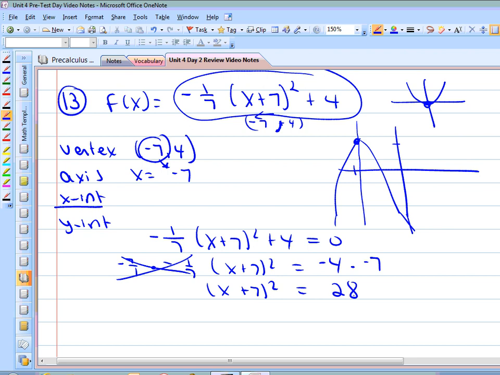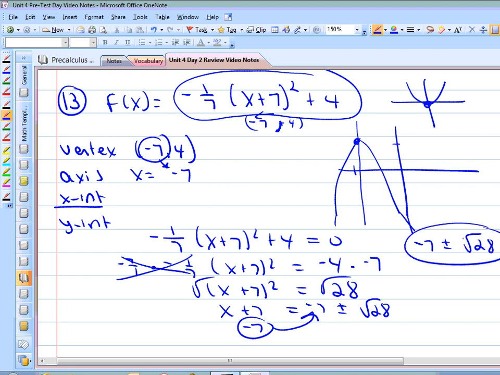The next thing I'm going to do is I'm going to square root, and I have x plus 7 equals, remember, plus or minus the square root of 28. I subtract the 7 and put it in front, so minus 7. So I have negative 7 plus or minus the square root of 28. That would probably get you most of the points, maybe 1 point off. I would like to see you reduce your square root.